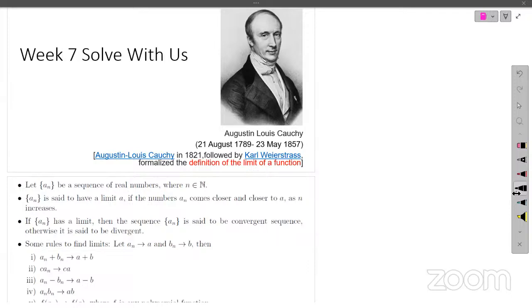So today's session is based on Solve with us week 7. That means we will solve some of the questions related to the limit concept.